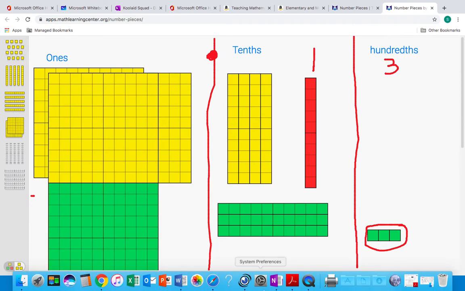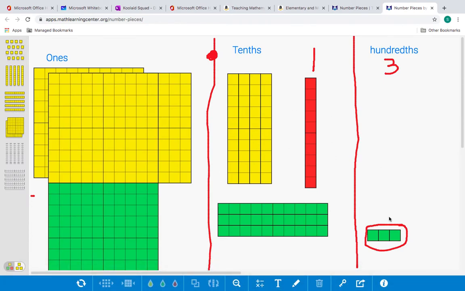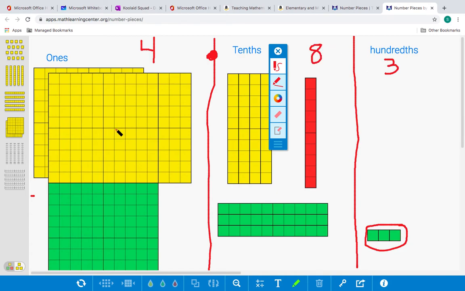All right, and now since we only have 8 here total, we don't have to regroup any further, and we only have 4 here. So there's no more columns that have more than 10. So that means that our answer, or our number, is 4 ones, so 4.83. And we have 4 altogether blocks here representing ones. We have 8 rods representing tenths, and we have 3 blocks here representing hundredths. All right, we go back to the whiteboard.